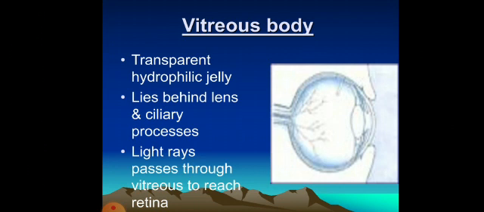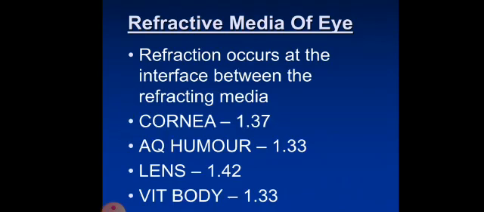So here, very few points I have briefed down about the vitreous body in this slide. It's a transparent hydrophilic jelly. It lies behind the lens and the ciliary processes. Light rays pass through the vitreous to reach the retina. But these 3 points basically are the most important points which you can sum down if vitreous humor comes as a 3 marker. But if vitreous humor is asked as a 5 marker, you will have to really pen down the points from whatever I have explained to you all now.